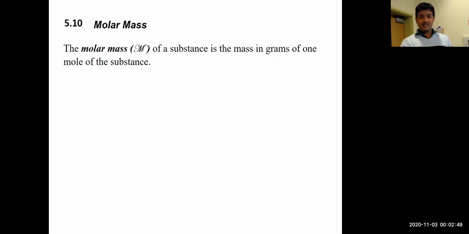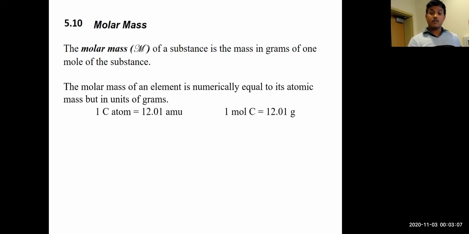What does that mean? You already know the mass of, let's say, 1 carbon atom, which is 12.01 atomic mass units. But what is the mass of 1 mole of carbon atoms? 1 mole of carbon atoms has the same magnitude as the atomic weight, but with grams as the unit. So if 1 carbon atom weighs 12.01 atomic mass units, 1 mole of carbon atoms weighs 12.01 grams. And it is applicable to any other element out there.